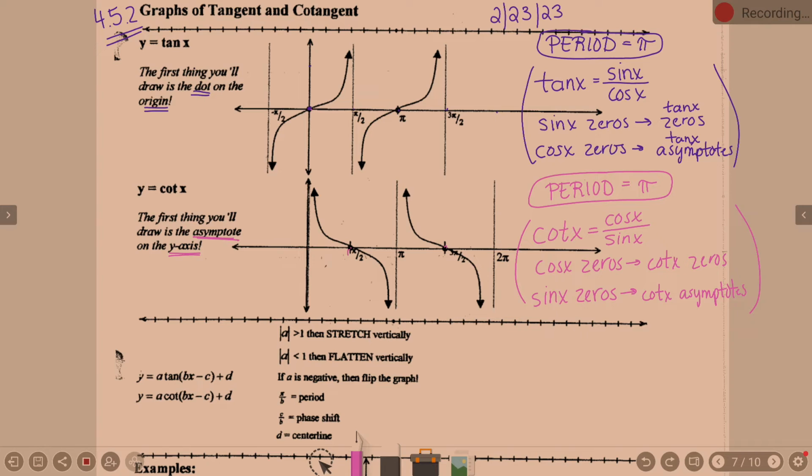But if your A value is bigger than 1, we're going to stretch it up. It's going to be taller. If our A value is less than 1, we're going to squish it down.